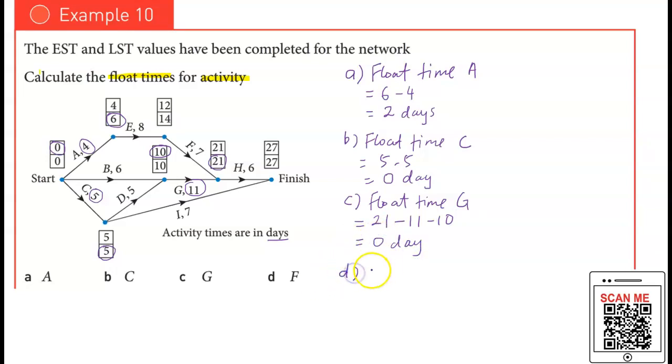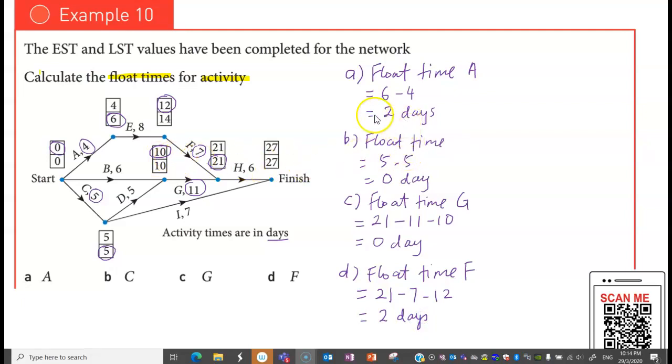Let's look at D here. So what is the float time of F? Float time of F. F is here. Okay, so for float time of F, the ending activity F, the LST value is 21, minus the time for F activity, which is 7, and you minus the start activity EST value, right? So minus 12. So the value is actually 2 days.